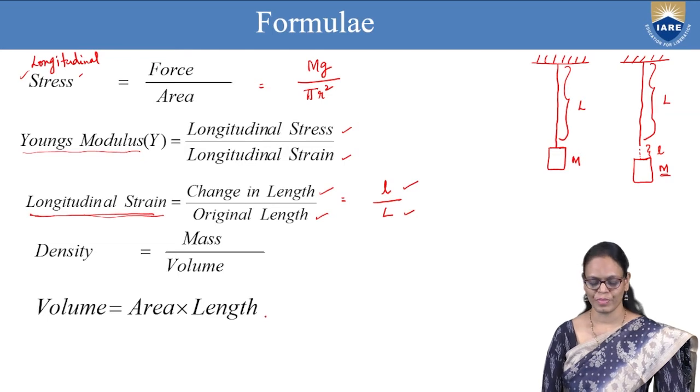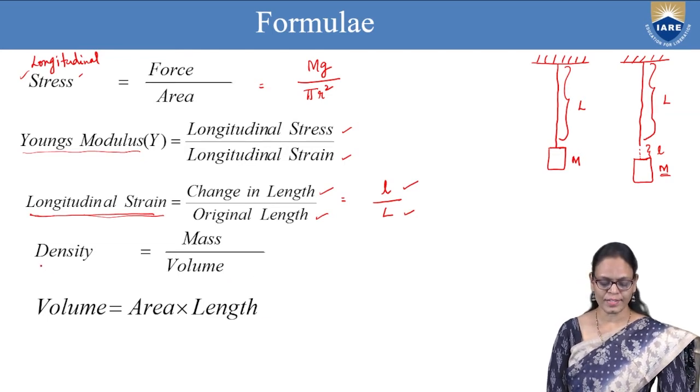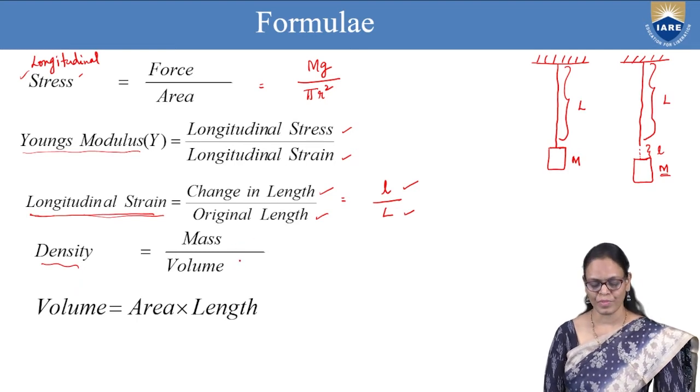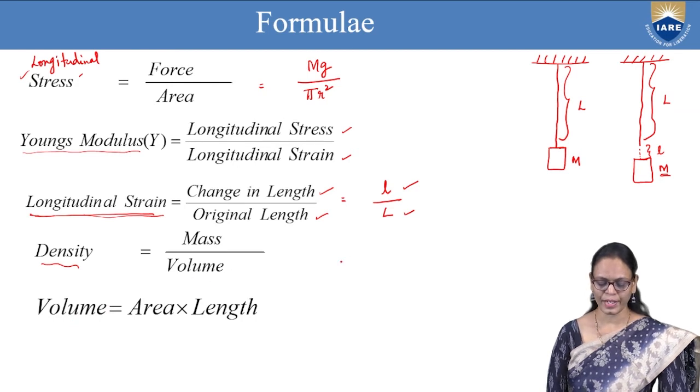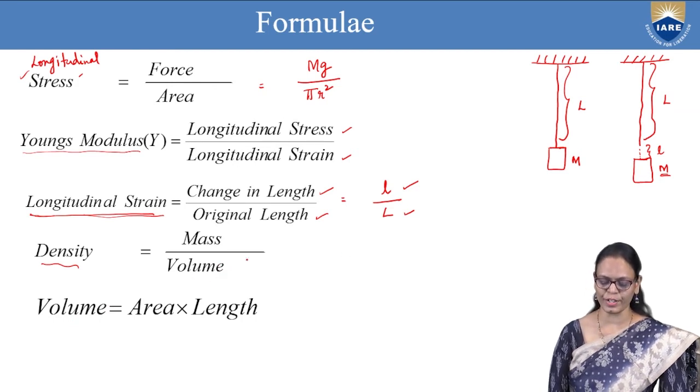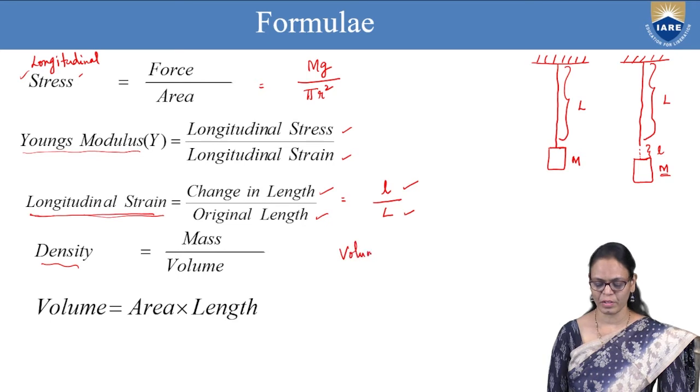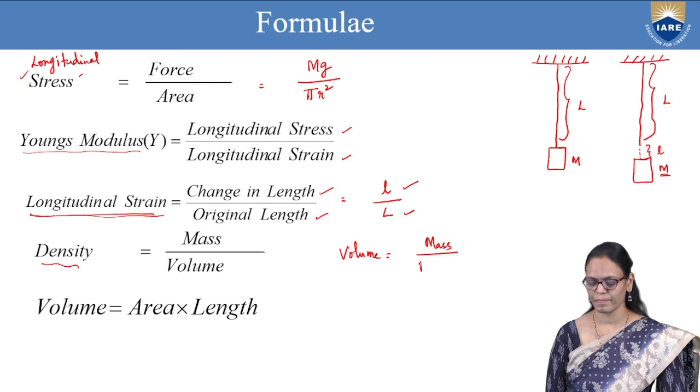So, whenever we have to calculate the longitudinal strain, we always consider the change in length upon original length. Then, what is density? Density is mass per unit volume. So, when I have to calculate the density of the wire, it will be the total mass of the wire divided by volume. From here, if I have to get the volume, I can write volume will be equal to mass upon density.